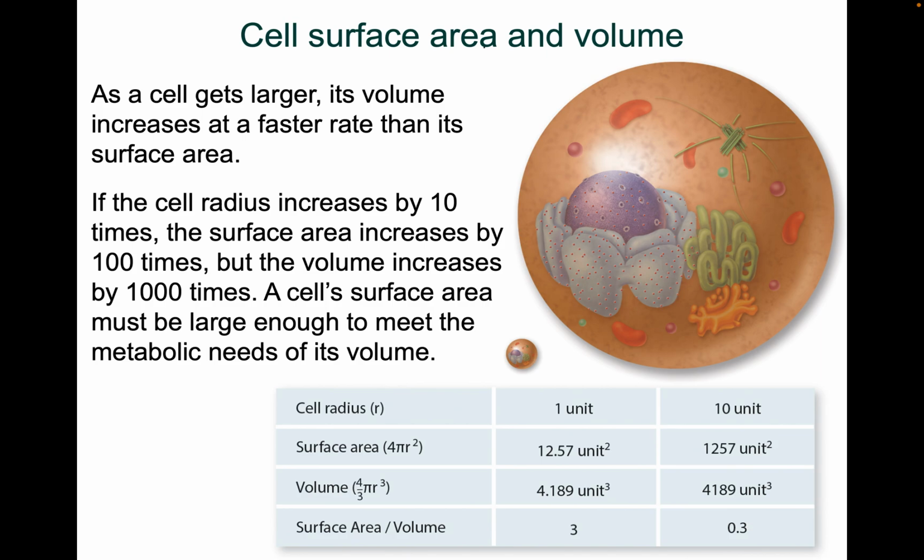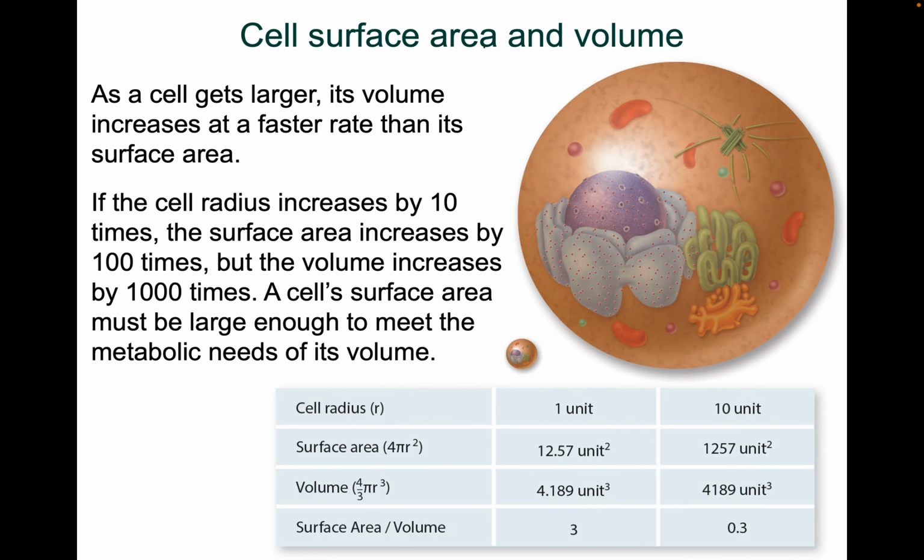And this is a problem, because now you have a cell that needs a lot of building blocks and also needs to release a lot more waste, and you don't have this big surface area to do so. And this is a problem. This is why cells are small. They cannot sustain such a big amount of building blocks while having a very small surface area.